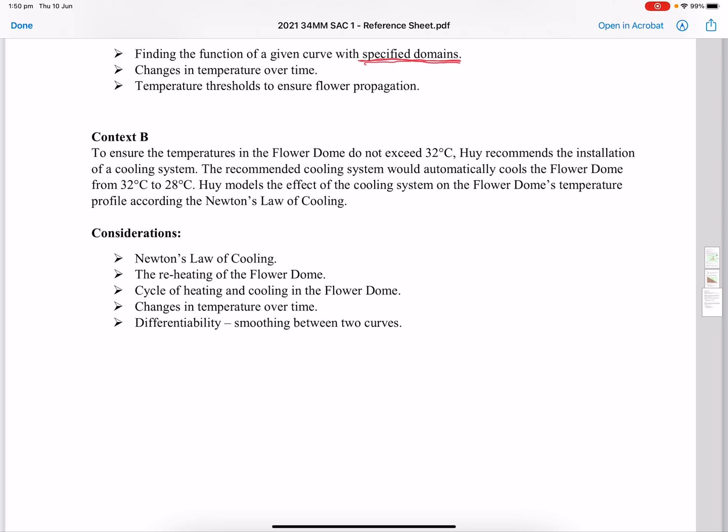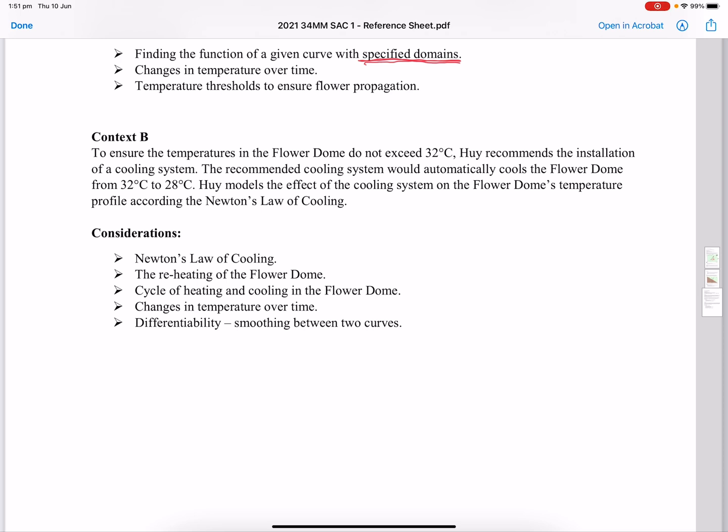So obviously if we have an air conditioner operating in the flower dome that's cooling the air, bringing it back down to 28 degrees, after it switches off, that air is going to reheat and it's going to rise again. And then it might rise to 32, and then we're going to have to be applying the air conditioning again to cool it back down to 28. So what we call this is a cycle of heating and cooling in the flower dome, and that's something you need to consider. You'll need to consider again changes in temperature over time, and importantly you want to consider differentiability.